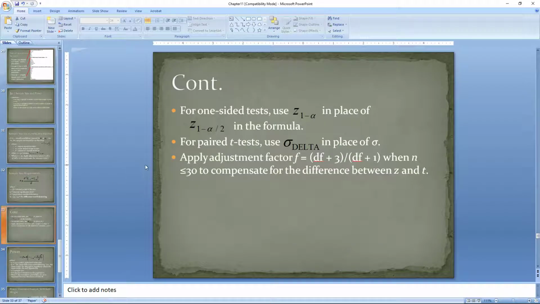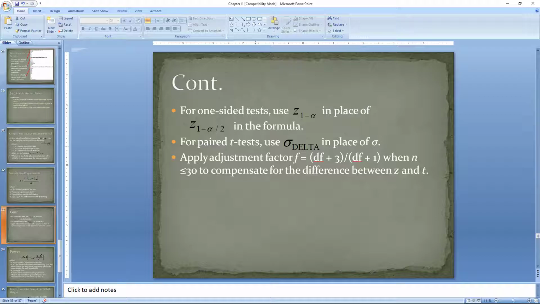For a one-sided test, you want to use a z of 1 minus alpha in place of z of 1 minus alpha divided by 2 in the formula. That's the difference between a one-sided test and a two-sided test. Remember, if you're using two sides, you're using both sides of the bell-shaped curve. That's why we divide by 2. And if you're just using a one-sided test, it's just 1 minus alpha.